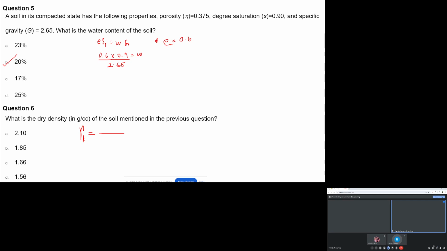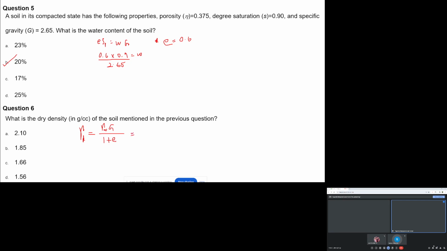Sir, dry density is given by gamma W into G by 1 plus E. 1.66. Is equal to gamma W into G plus E into Sr by 1 plus E. Okay, now dry density is there. 1.66, option C. Okay.